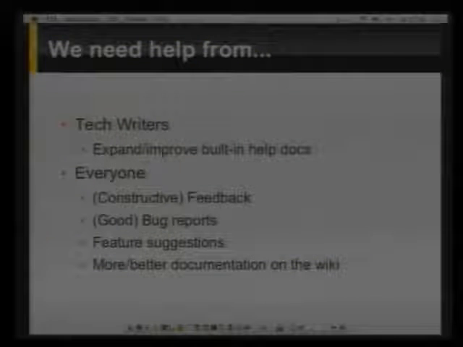If you like doing tech writing, our help documentation for the built-in help browser is fairly limited, so we could really use some help expanding that. And also translators, we need some help translating the help documentation. That's only in 3 languages, I think.